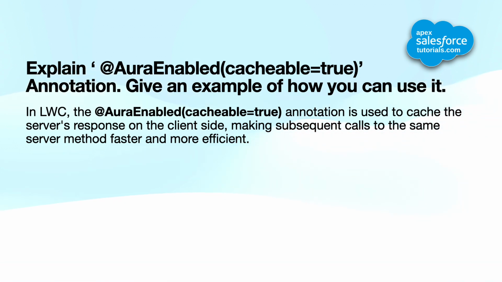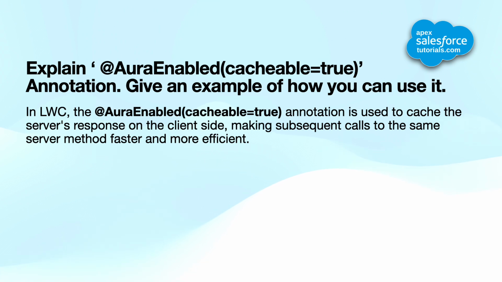When a server method is marked as cacheable, the Lightning platform stores the method's response in the client's cache. If the same method is called again with the same parameters, the Lightning platform can retrieve the response from the cache instead of making a new server call. This can improve performance and reduce network traffic. Consider the below example to use this annotation.